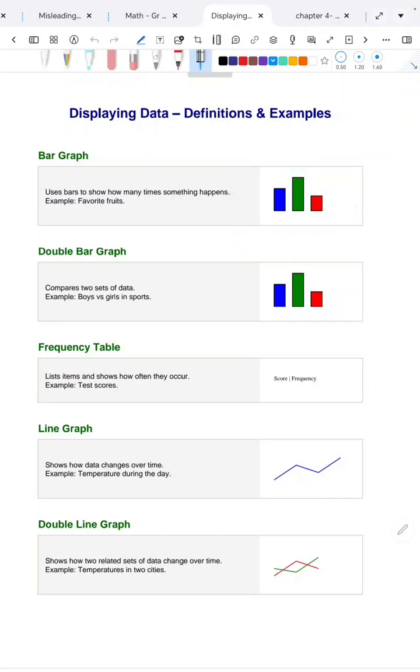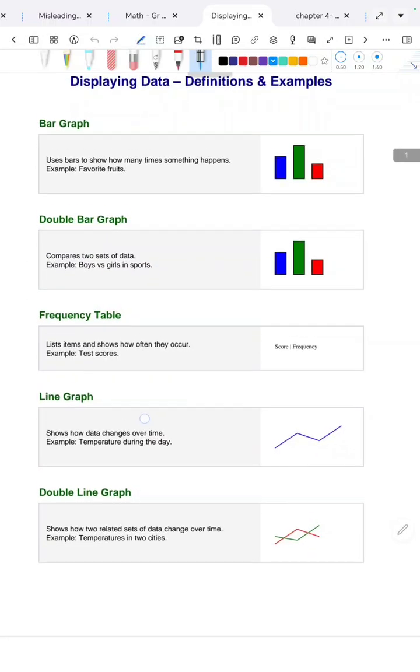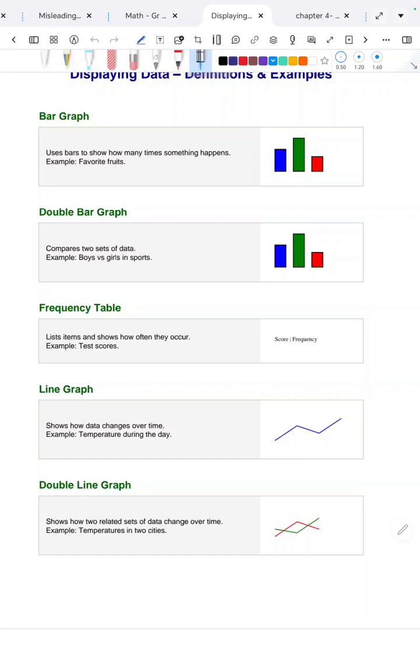Bar graph, okay? For double bar graph, it's the same thing, compare, but in this case you have two sets of data, okay? For example, comparing boys and girls, there are two bars next to each other, comparing boys and girls who like different sports. This is about double bar graph. Frequency table lists items and shows how often they occur. For example, recording how many times each set score appears.